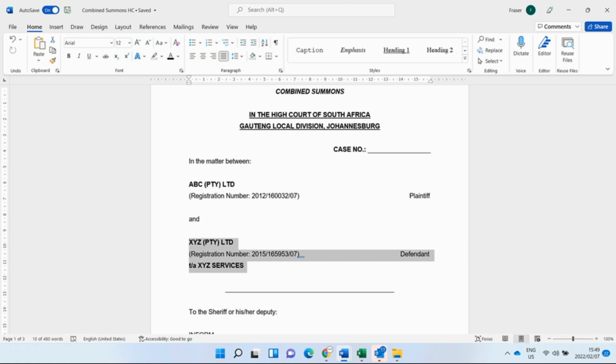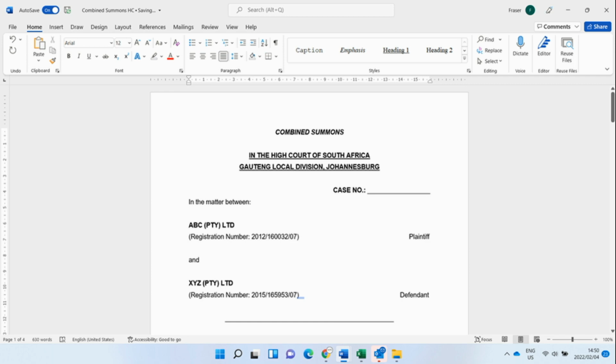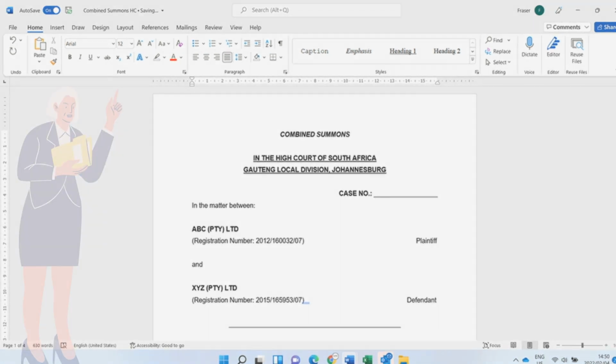Have a look at how we would cite a defendant with both a registered and trading name. Insert a horizontal line after the parties' names and you have your heading. For more information on a summons heading, go watch our episode on the simple summons. It should be displaying at the top right of this video.